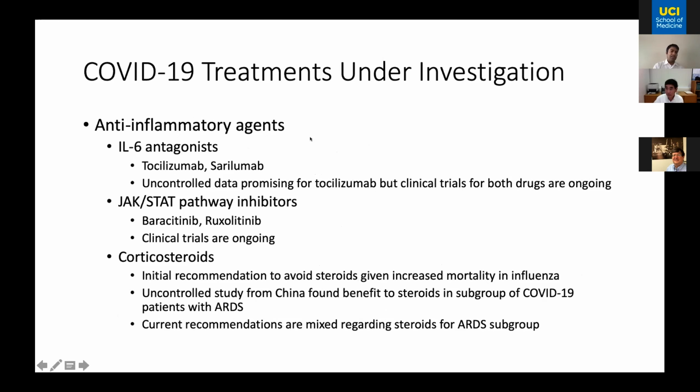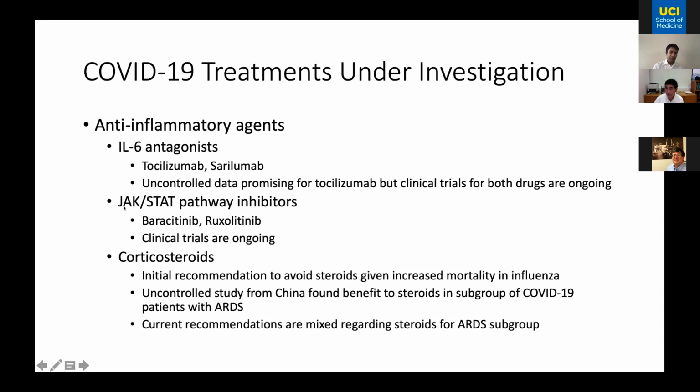I mentioned the role of the inflammatory and immune system in causing a lot of the manifestations of this disease. And so a lot of people are trying medications that act on the immune system and try to tamp down that inflammatory response to the virus. There are drugs that block IL-6, which is a cytokine in your body that leads to inflammation. There have been some uncontrolled data that have been promising for tocilizumab, which we do use in the hospital here for very severe patients. The clinical trials on these drugs are still pending.